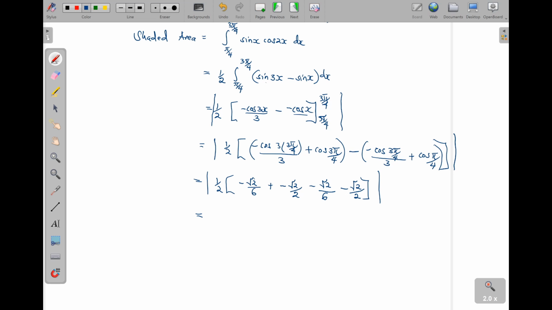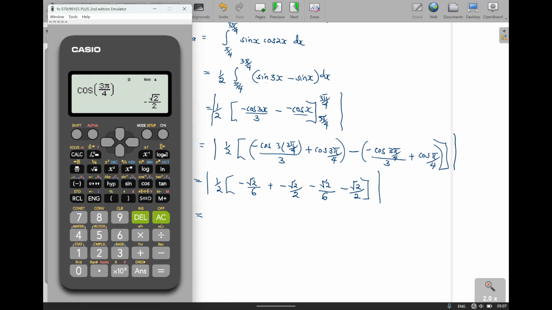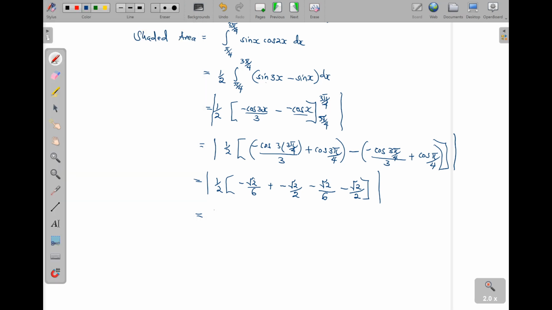Now we simplify this one here. So root 2 is again common, so I'll have negative 1 over 6, then minus 1 over 2, then minus 1 over 6, and then minus 1 over 2. So we get negative 4 over 3.